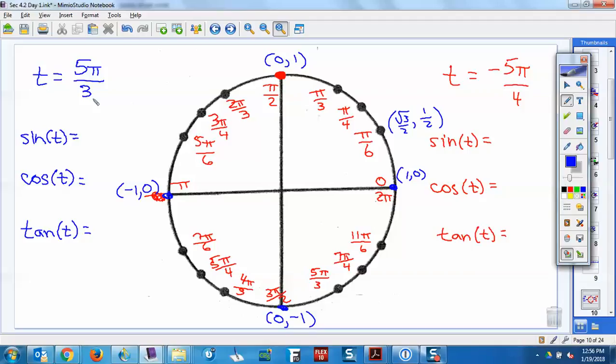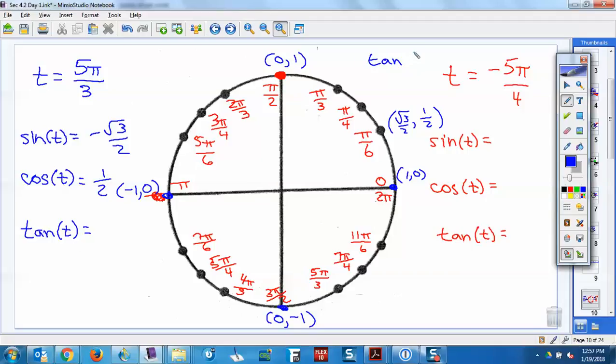So it'll say 5 pi thirds. Write the sine, write the cosine, write the tangent, if possible. Sine is the y. So you're going to go over here to 5 pi thirds, which is down here. What's the y? Negative root 3 over 2, isn't it? Right down here. So that's what you write, negative root 3 over 2. Cosine is the x. What's that? 1/2.